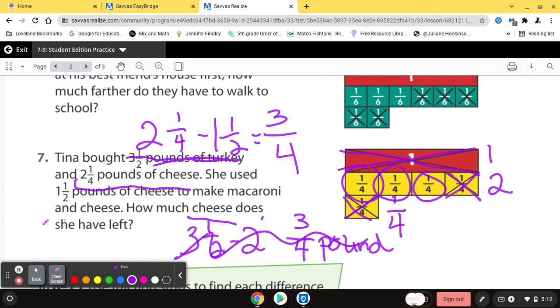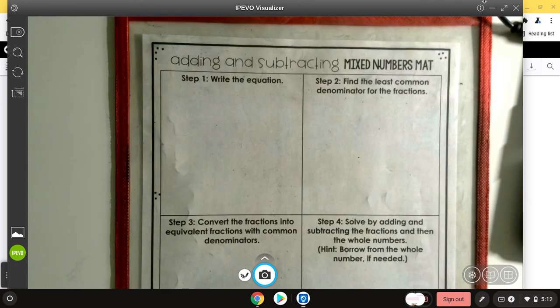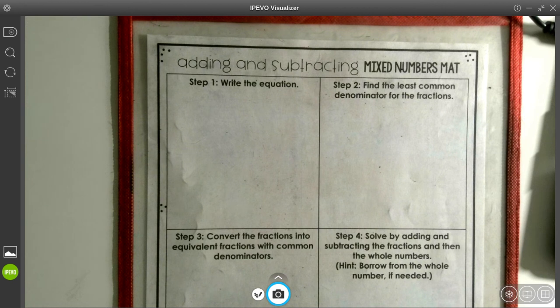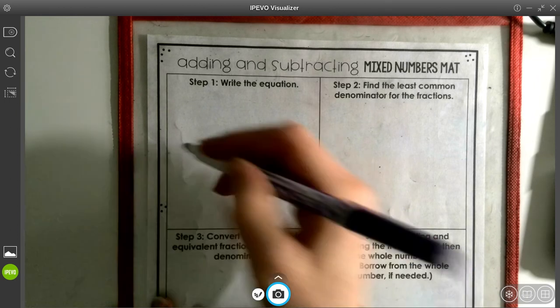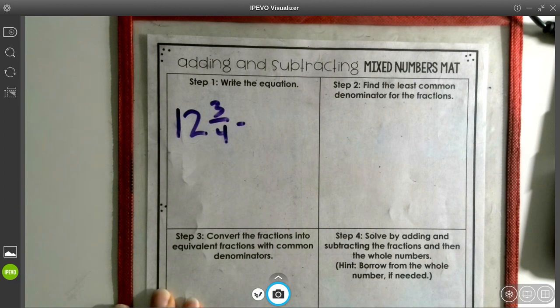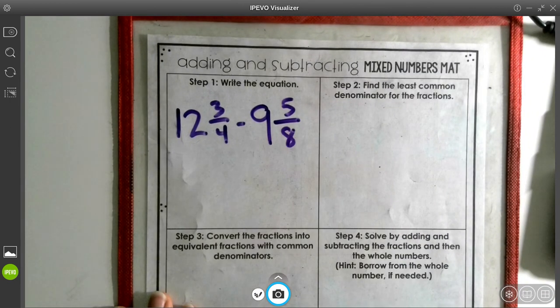Okay, I am going to go ahead and start discussing with you how we can use our algorithm as well, because you're going to see that pop up on some of your practice. So I'm going to flip the camera here. You should be able to see my adding and subtracting mixed number mat at this point. I'm going to pull some questions that are actually in your book. For example, question number 8, on page 303. We have 12 and 3/4 minus 9 5/8.